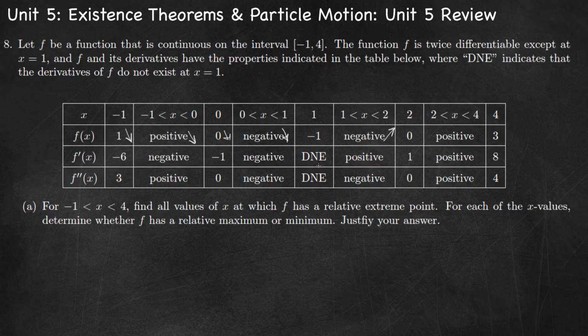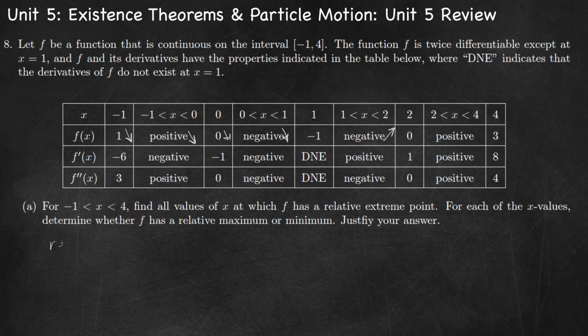Is it non-existent because there's a discontinuity? Well, we were told that the function was continuous, so that's not the reason. So that tells me that the reason the derivative doesn't exist must be because of a corner point or a cusp. And a corner point or cusp still does count as a relative max or min. So it looks like we have a relative minimum at x equals 1.